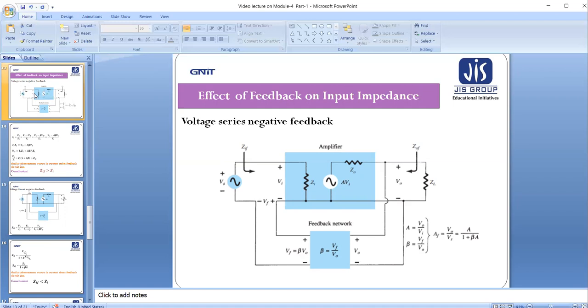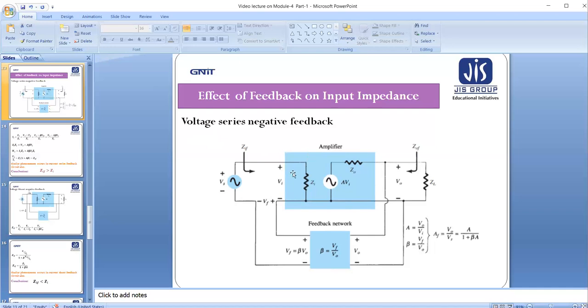So first, we introduce the voltage series negative feedback. It is a well-known circuit to all of us. Voltage series: the output is a voltage signal. It is taken by shunting and going to the feedback circuit. The feedback output is also a voltage signal, VF equals beta into V naught. Now the input side is also a voltage signal. So our main signal is Vs. It is this portion.